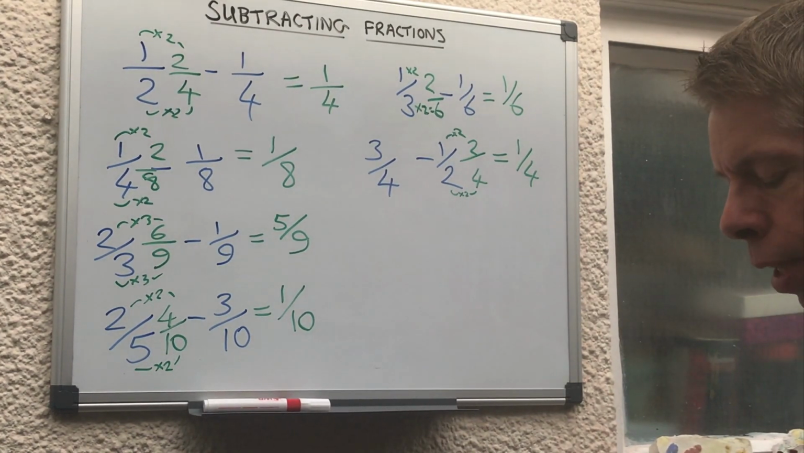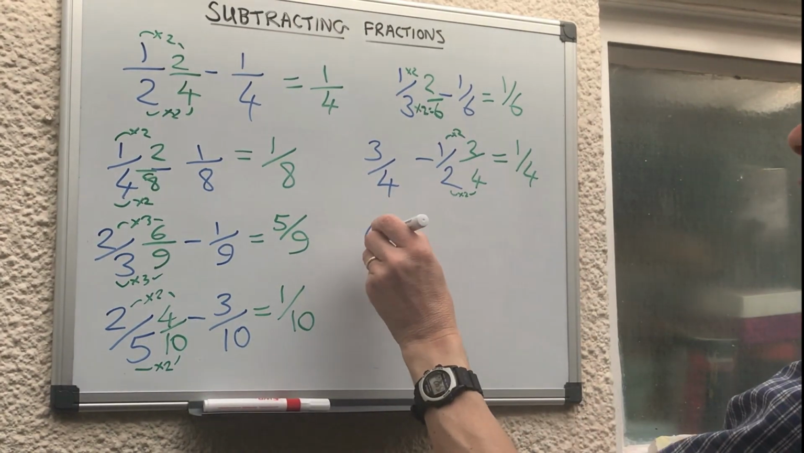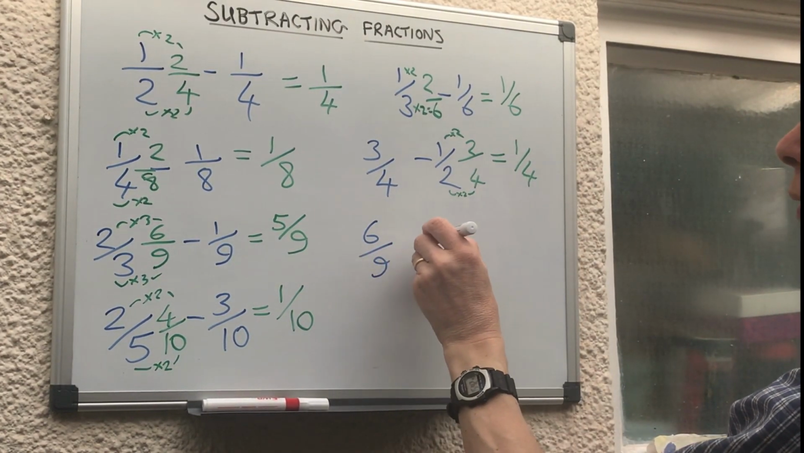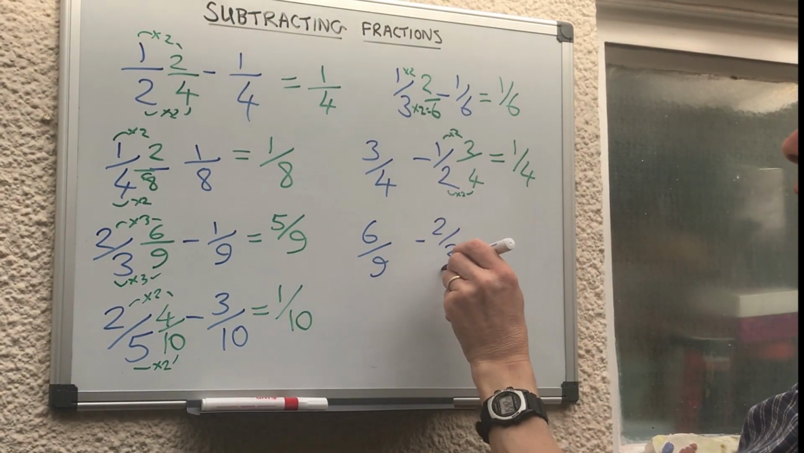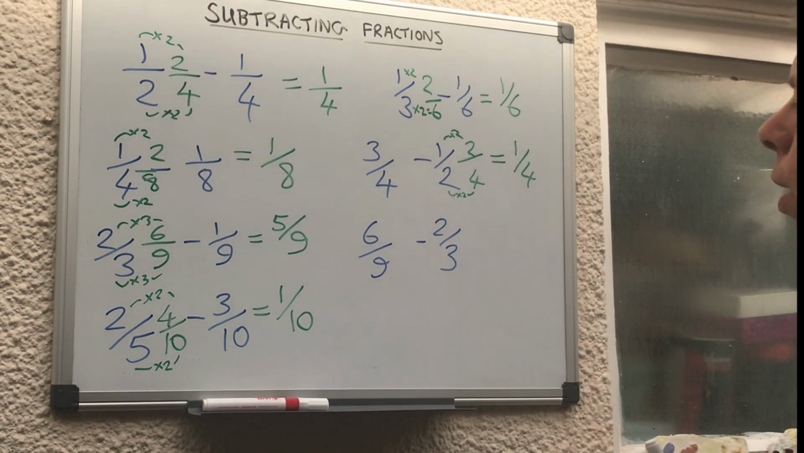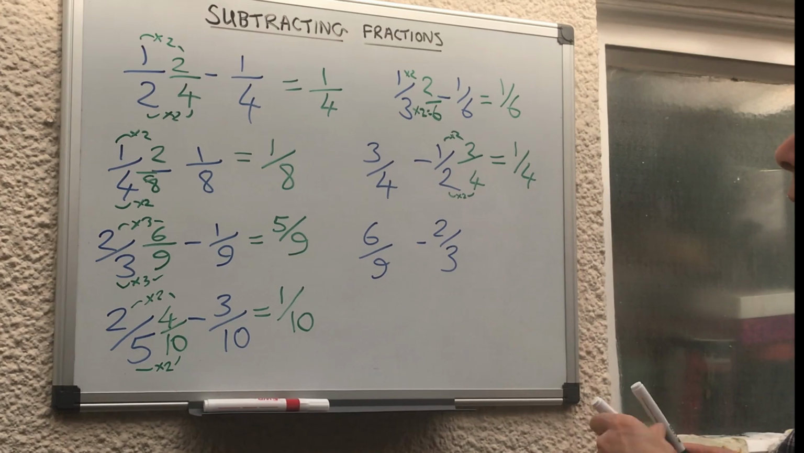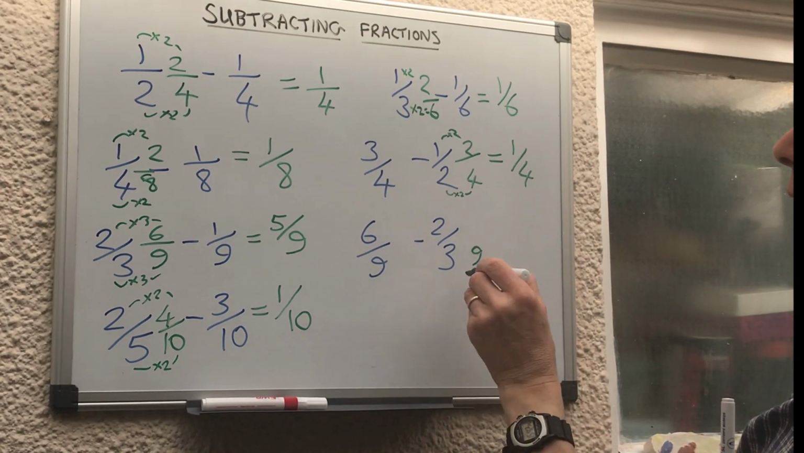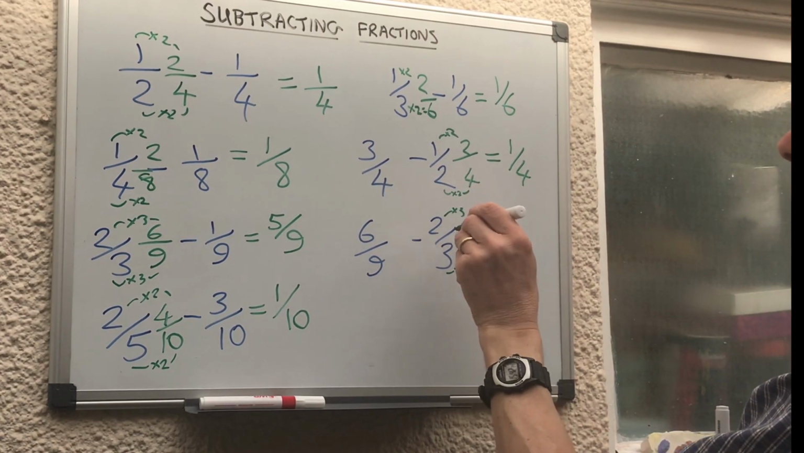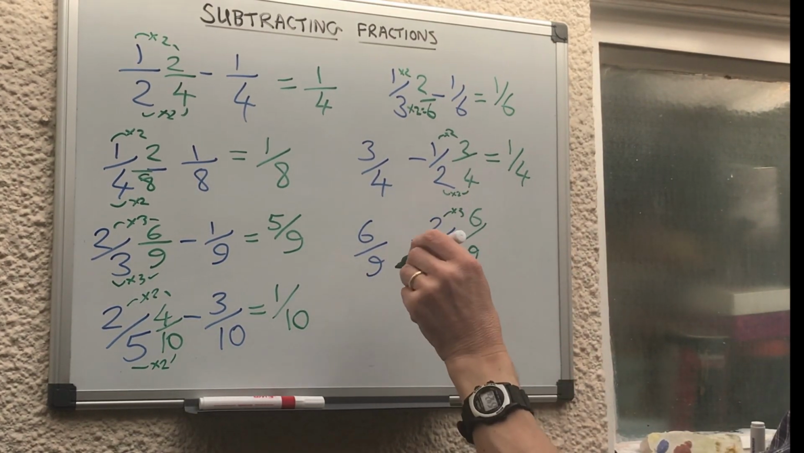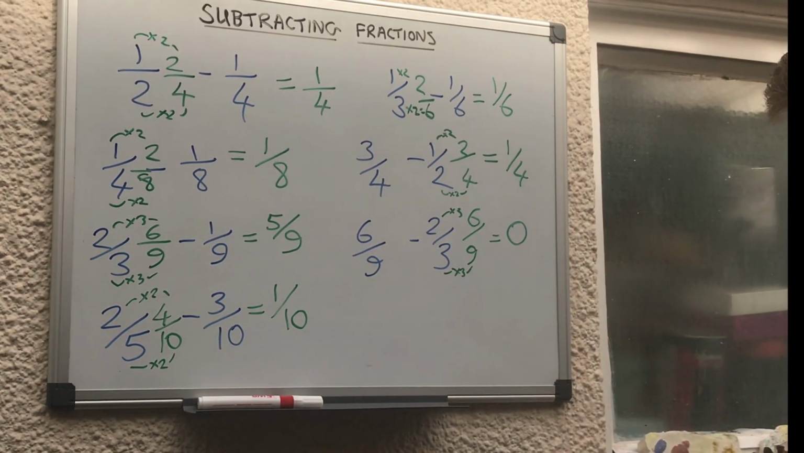Right, 2 more questions and then I'm going to give you some test questions. So 6/9 we're going to take away 2/3. So we need to change the thirds into ninths. So times by 3 gives us 9, times by 3 gives us 6. We've actually got 6/9 take away 6/9, so of course that equals 0.